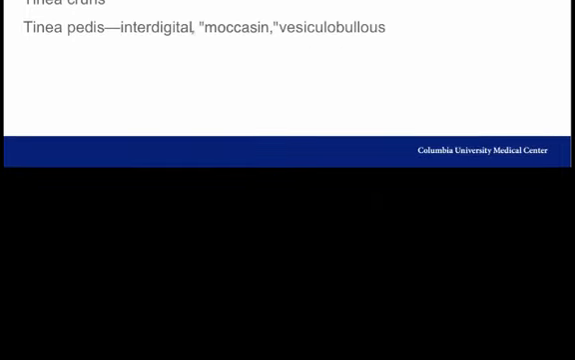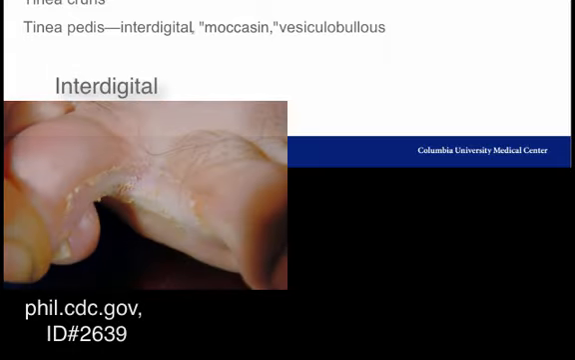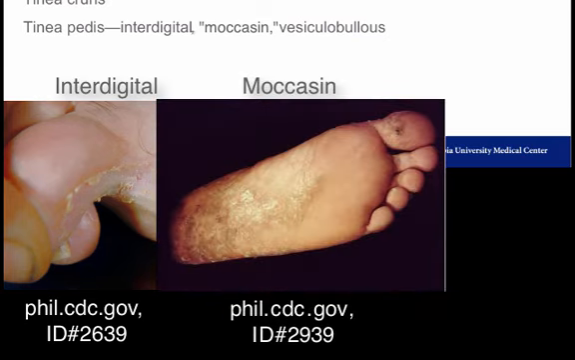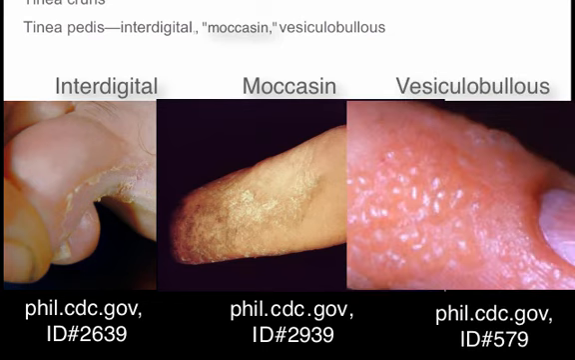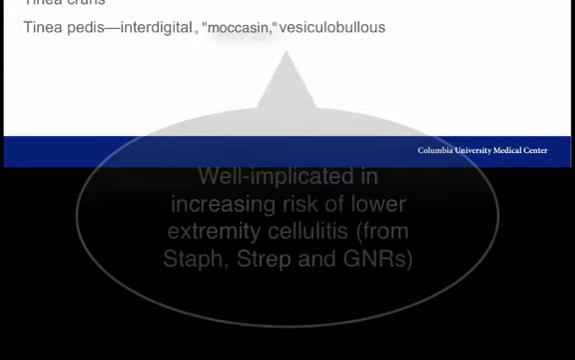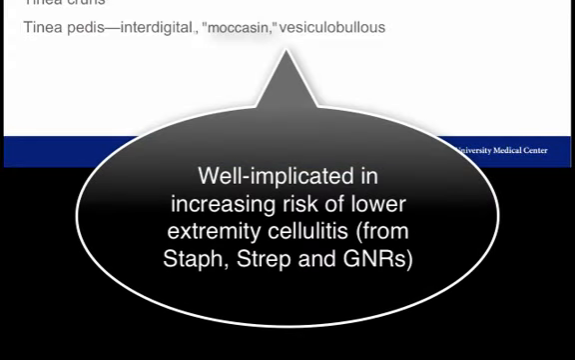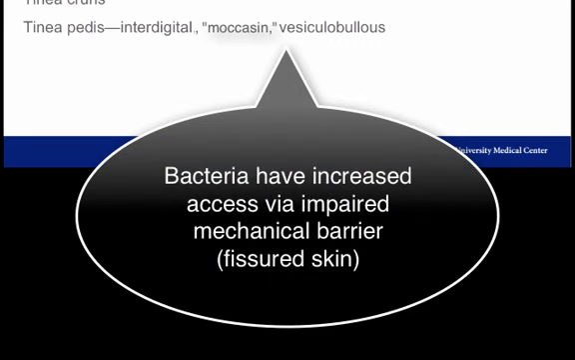Tinea pedis has 3 different subtypes. There may be interdigital tinea pedis with macerated white scales and erosions between the toes, moccasin distribution of tinea pedis with patchy erythema and scaling, or vesiculobullous tinea, with bulla occurring at various stages on the feet. Tinea pedis, notably, has also been well implicated for its relationship with lower extremity cellulitis. Strep and staph species gain entrance to the tissues through fissures in the toes.